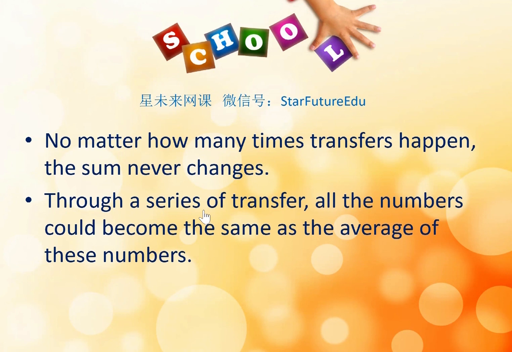You can imagine there is a bag. Let all the big numbers put the extra part of their values into the bag. And then let the small numbers take some necessary values from the bag. And eventually make all the numbers become the average.